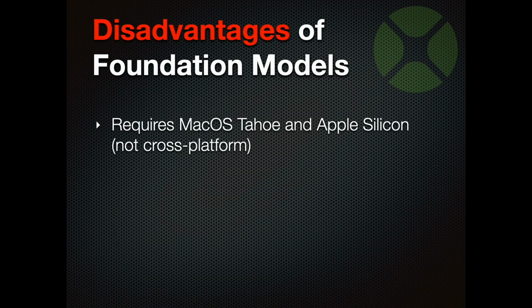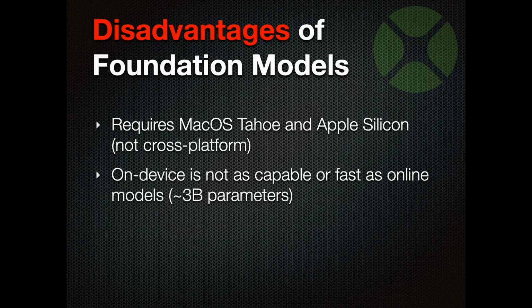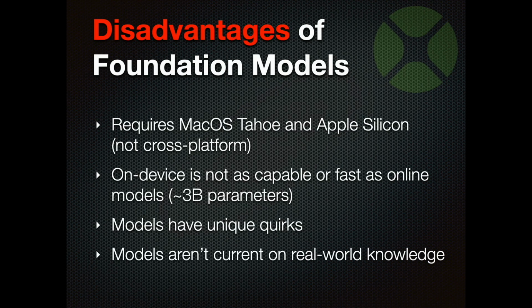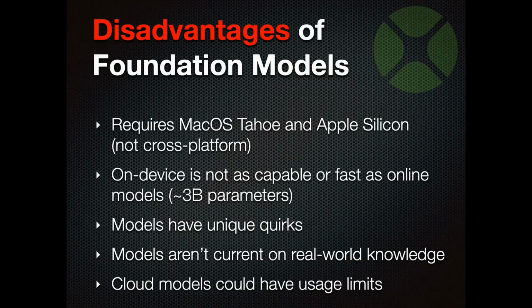Like I said, this is not cross-platform, and requires Tahoe and Apple Silicon. On-device is definitely not as fast or as capable as some of the bigger models, some of which are running on Apple servers. There are a few unique quirks. Models aren't going to have current world knowledge. Cloud models can have some usage limits. In my research, they never say anywhere what those limits are. They just say there are some usage limits. I think they're just protecting themselves so that if somebody tries to abuse it and call it 15 billion times, they can say you can't use it that much.